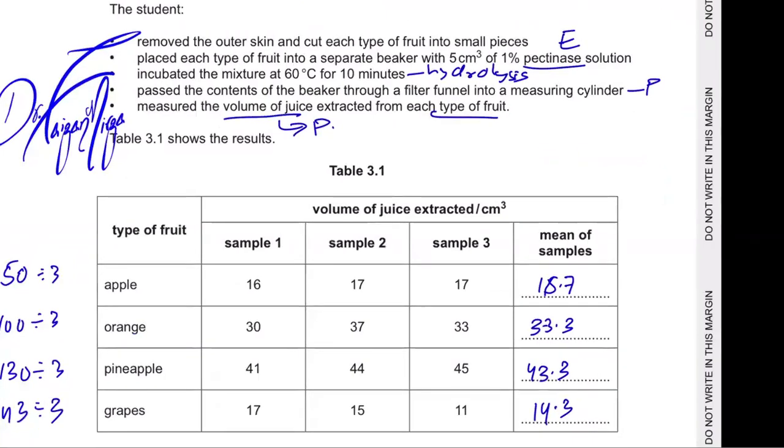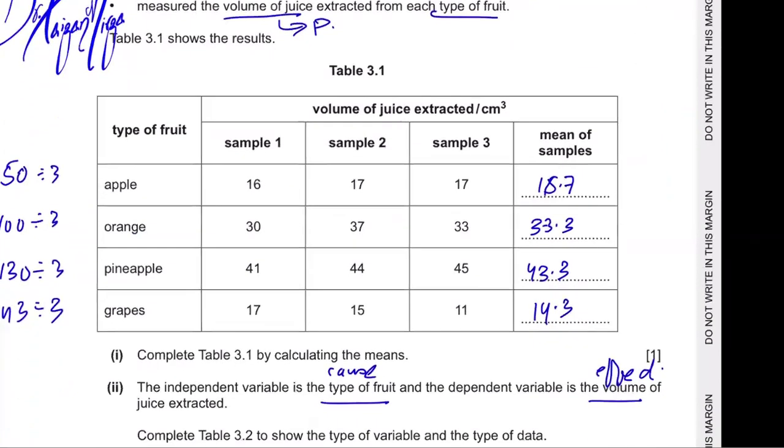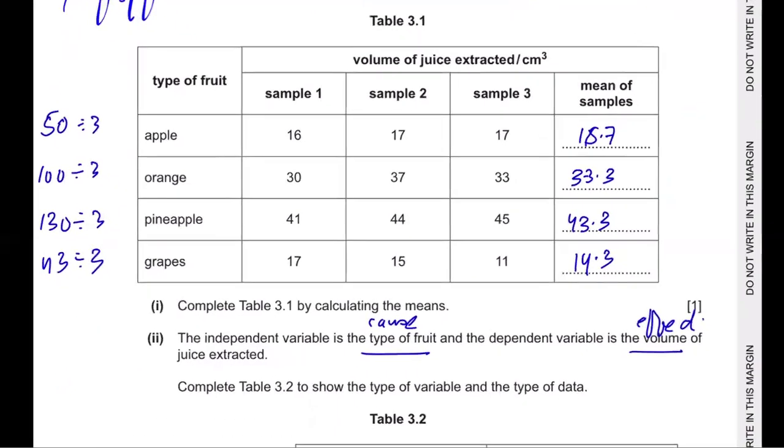They removed the skin, and they cut it into small pieces. They separated them into beakers, 5 cm cube each, and added the enzyme there, incubated for this many minutes at this temperature for hydrolysis to complete. And once they added it into the funnel, they collected the final juice of each type of fruit, and the volume of juice was calculated. This is given to you: type of fruit, sample 1, sample 2, sample 3, and mean samples are given.